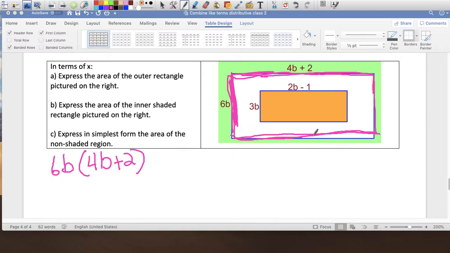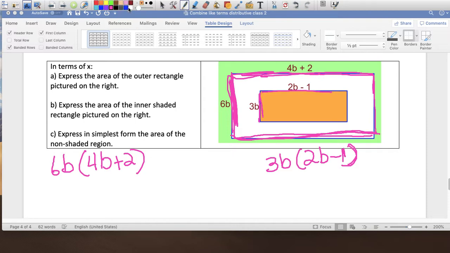How do you find the area of the white rectangle? And then express the area of the inner shaded rectangle. So the inner rectangle is, again, same thing, base times height: 3b times 2b minus 1. All right, it's this side times this side, right?